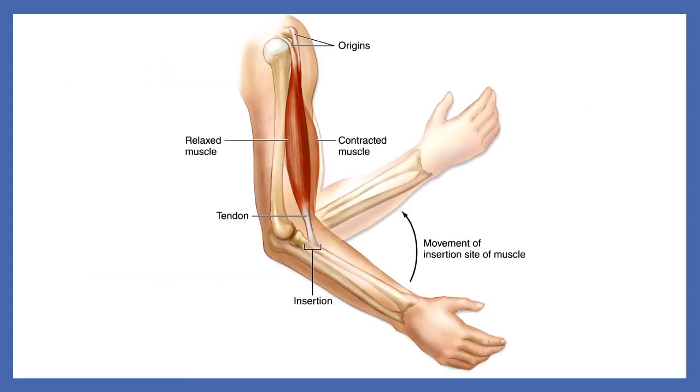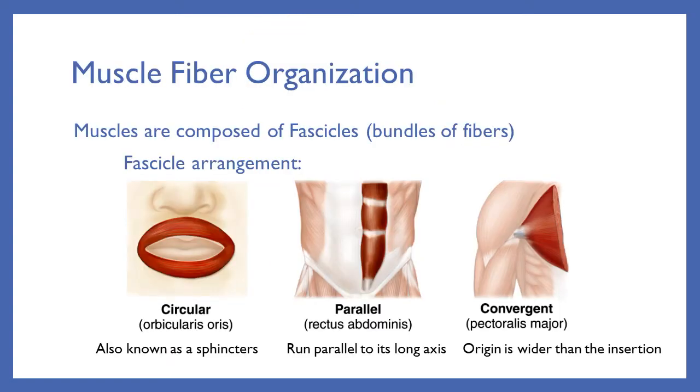Here's another example. This muscle is in your upper arm, and it connects at your shoulder and down at your forearm. The less movable connection is going to be at the shoulder, so that is the origin. The movable one is your forearm, so that is the insertion. There are a couple of different muscle fiber organizations that we see in the body. We learned that muscles are composed of fascicles, but how those fascicles are arranged is very important.